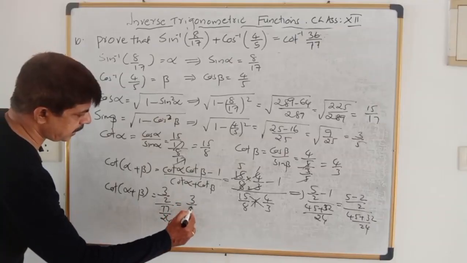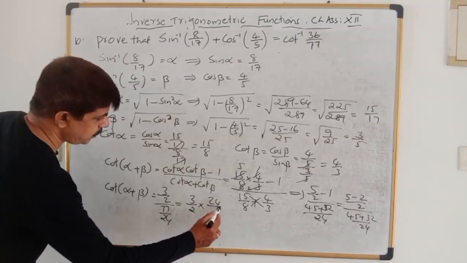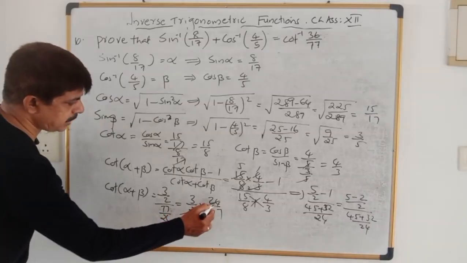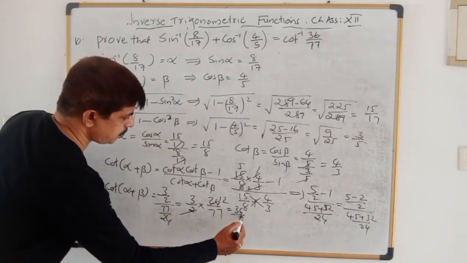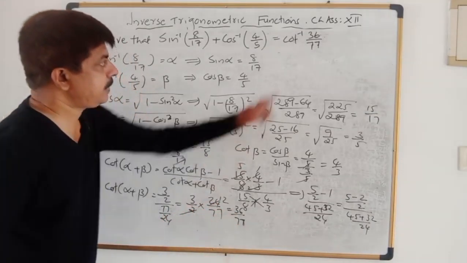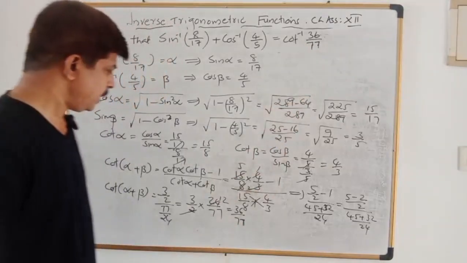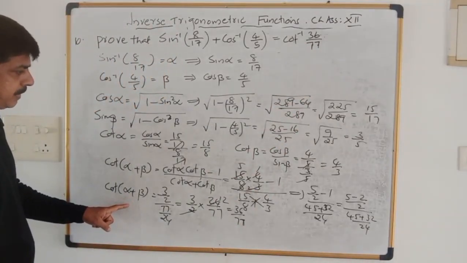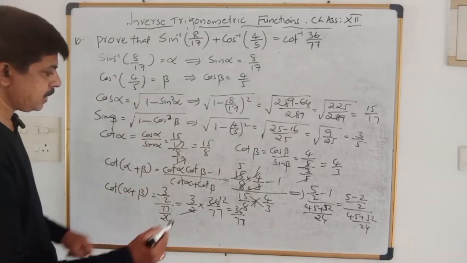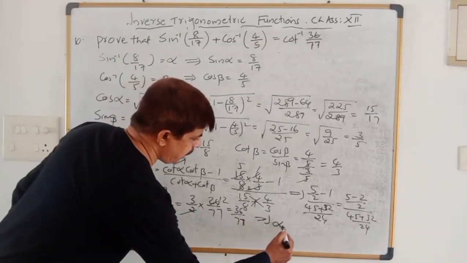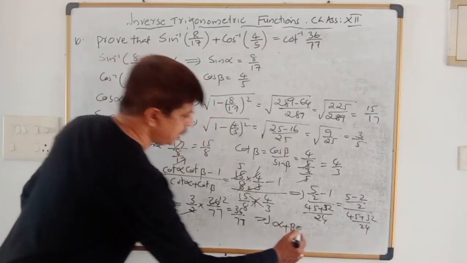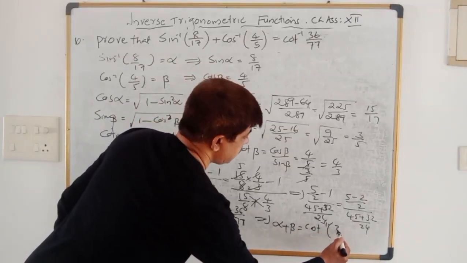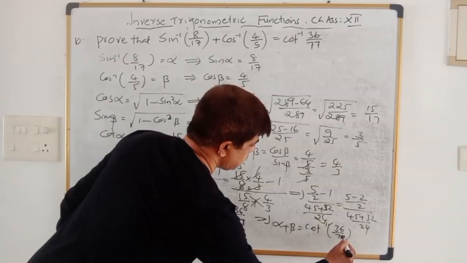While taking the reciprocal, 3 by 2 into 24 by 77. 2 can be cancelled here, 12 times. So we got 36 by 77. Okay, we should get 36 by 77. So we know that cot alpha plus beta is 36 by 77. So it can be written alpha plus beta is equal to cot inverse 36 by 77.